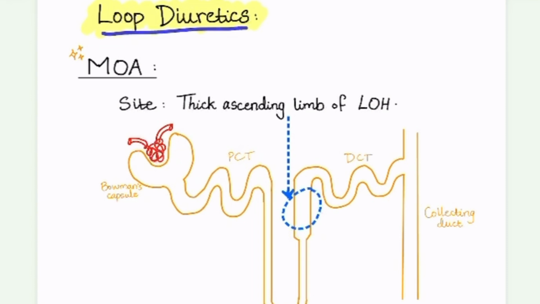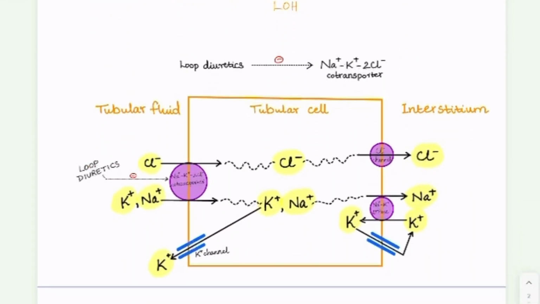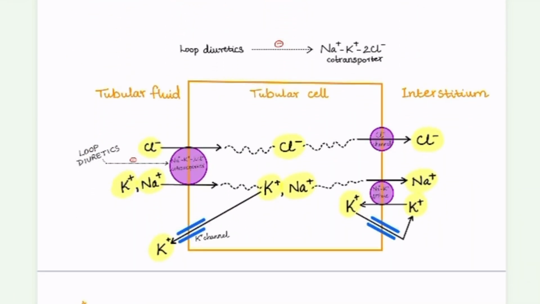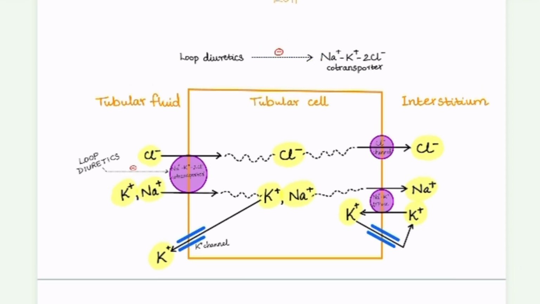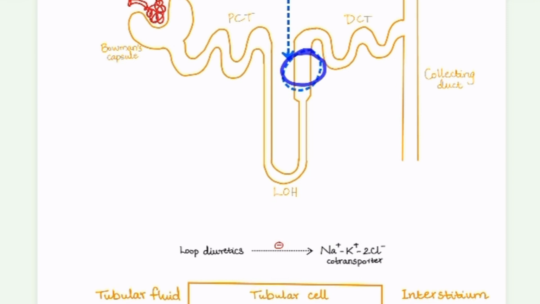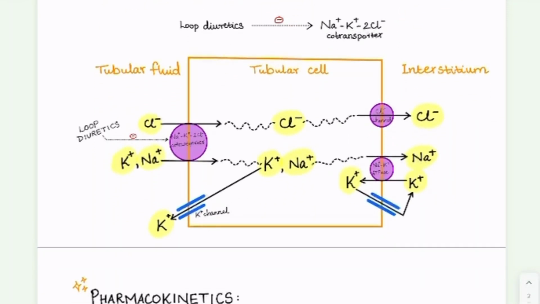Loop diuretics. As I said earlier, the prototype drug is furosemide. First, we have the mechanism of action. The site of action is at the thick ascending limb of loop of Henle. So, what do these loop diuretics do? They inhibit sodium-potassium-2-chloride cotransporter present in the thick ascending limb of loop of Henle. So this is a diagram showing the entire mechanism of action.